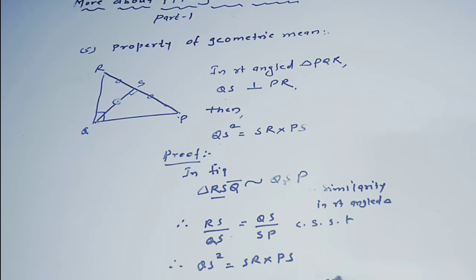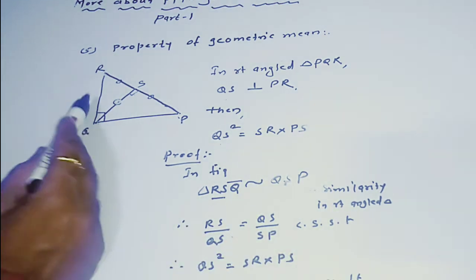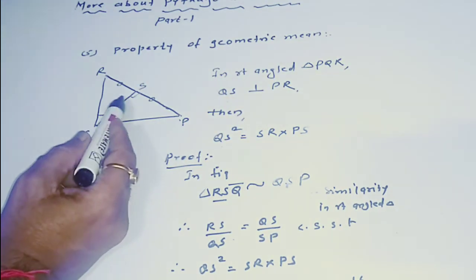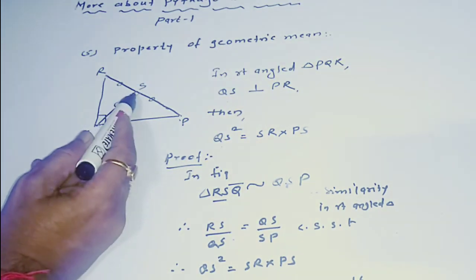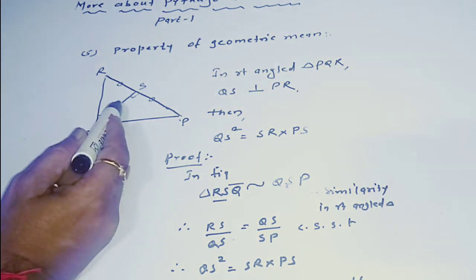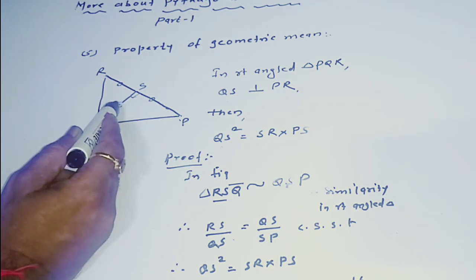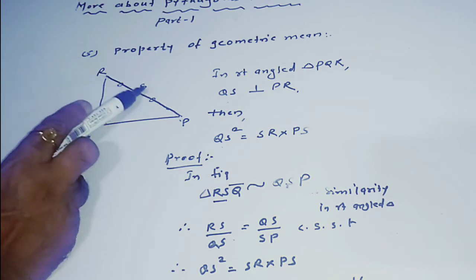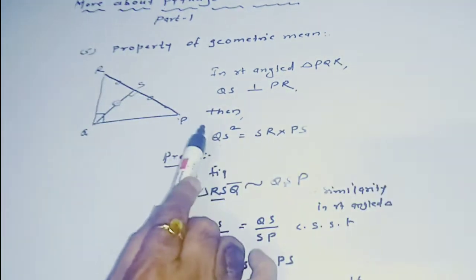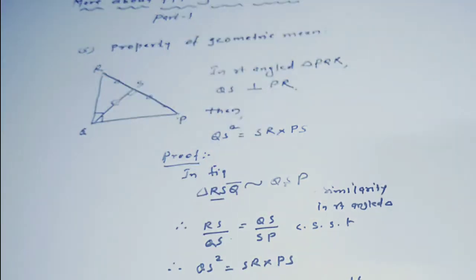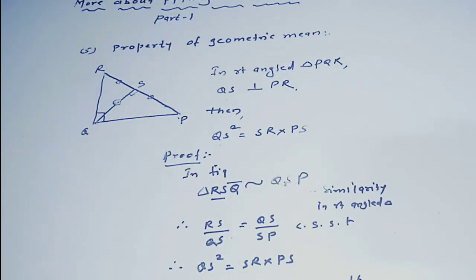So this is about the geometric mean in a right angle triangle. When a perpendicular segment is drawn to the hypotenuse from the opposite vertex, this segment is a geometric mean which divides the hypotenuse in such a way that QS square is equal to SR into PS. So this is about the property of geometric mean.